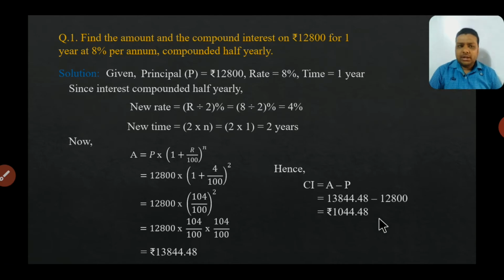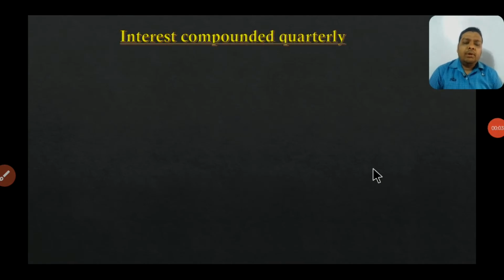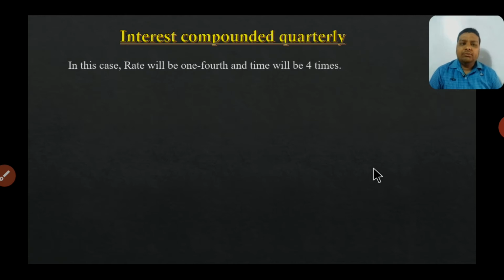So let's solve another point here. Now students, here you can see if interest is compounded quarterly, then what will be the change? Okay, so here you can see students, in this case rate will be 1/4 and time will be 4 times.